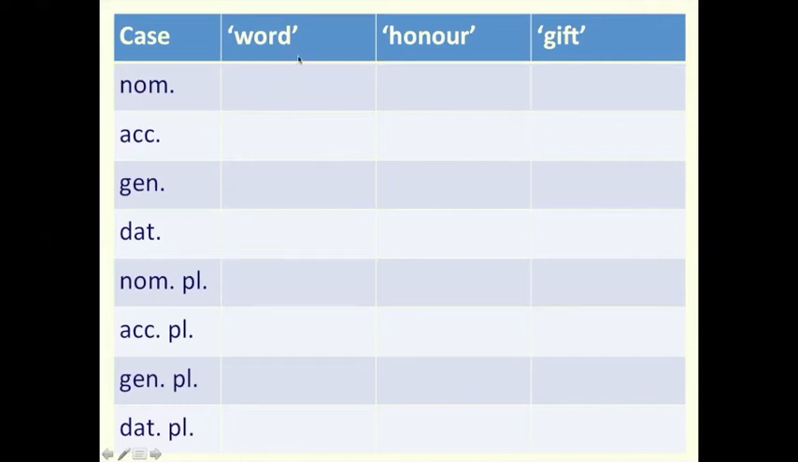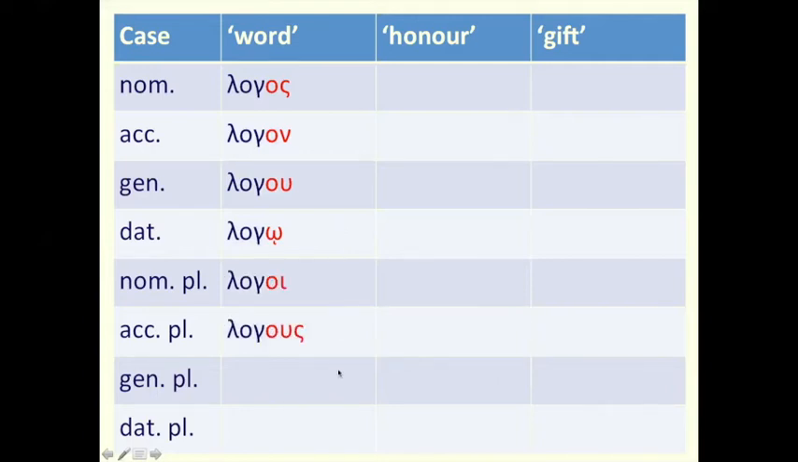And we're going to look at some nouns. So you remember the Greek word for word, which is logos. To have a quick recap, these are the other forms of the word logos: logon in the accusative, logou in the genitive, logoi in the dative, logoi in the nominative plural, logous in the accusative plural, logon in the genitive plural, and logois in the dative plural. Those are the 8 forms you get with the word logos.